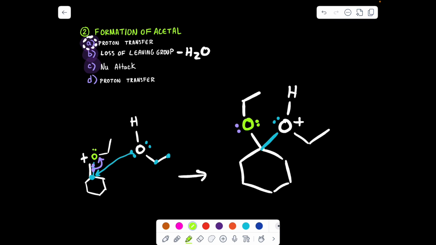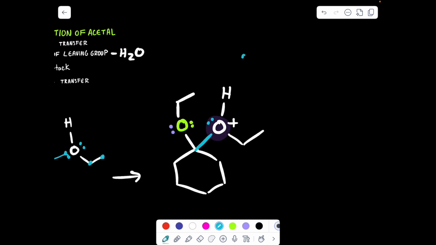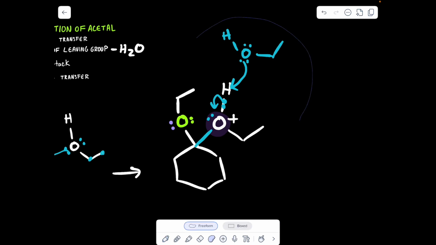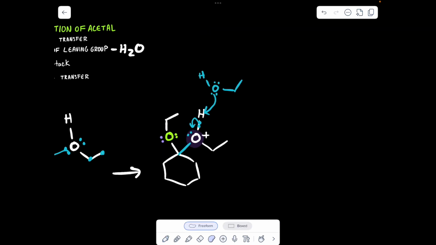So who's unhappy? Identify the person that's unhappy. This oxygen is unhappy. Now the result of a proton transfer would be making this atom happy. So how does this oxygen become happy? Well, it needs to gain a lone pair. Therefore, a base, an alcohol, is going to come and steal this hydrogen 2 in, 2 up. That's the result of a proton transfer. That is a proton transfer. And we get our final product, which is our acetal.